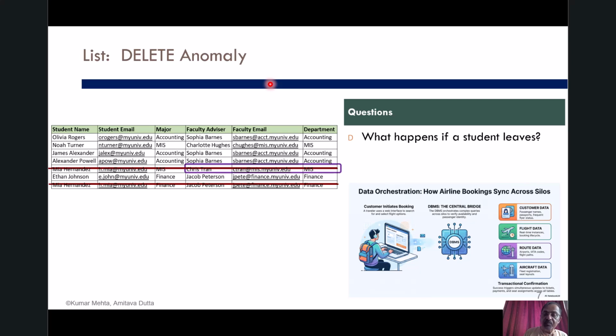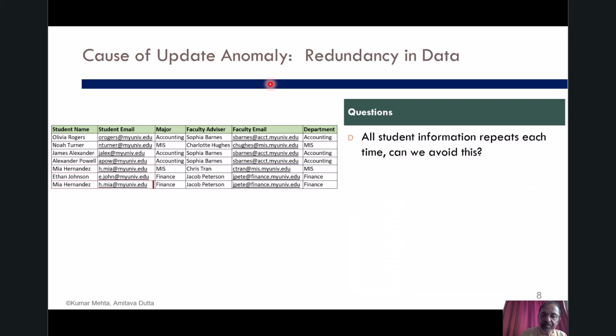Now that we know what problems can arise if you put everything in one big list, that simple-minded approach, what can you do about addressing those problems? So to elaborate on the discussion, we've already discussed update anomaly, and we said that it is due to redundancy. So Mia Hernandez appearing twice was the cause of the update anomaly. Sophia Barnes' name appearing more than once was also, so the redundancy was the cause behind the update anomaly.